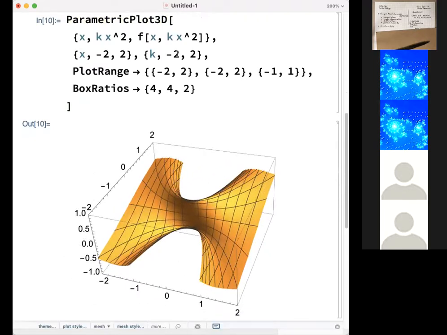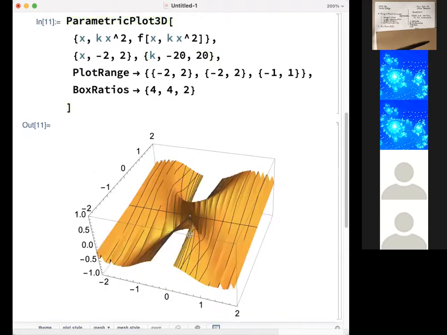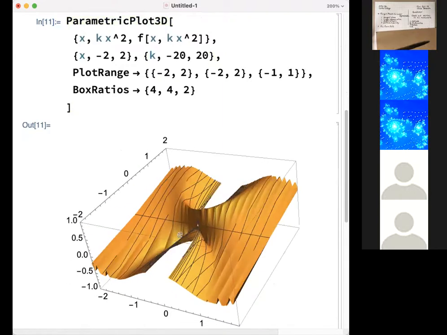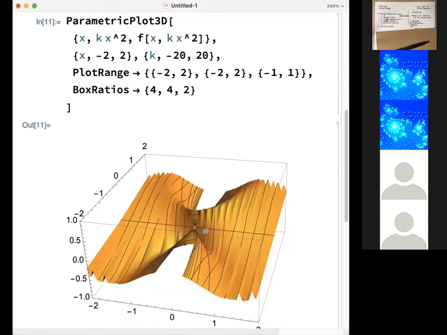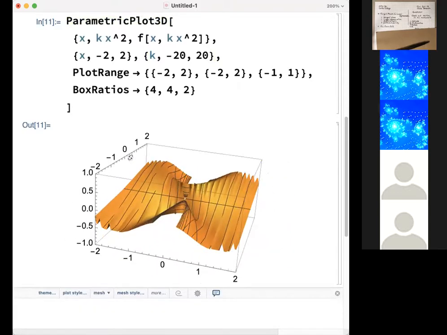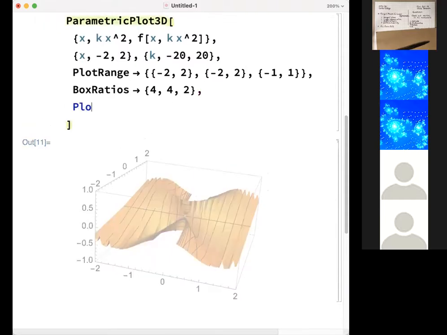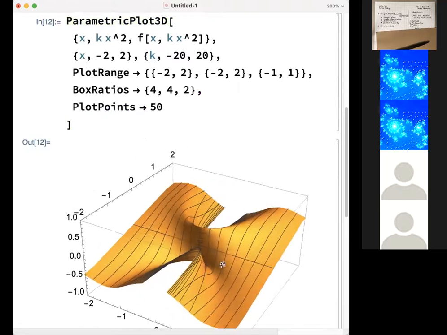Okay, so let's pump up the parabolas to superpower. Let's say not k equals minus 2 to 2, but k equals minus 20 to 20. Ooh, now I did fill in a lot more of the surface, but the amount of things I was asking Mathematica to compute, it didn't have enough data points, so it got the jitters right here. Okay, this is where plot points could come in. I could give Mathematica more points to plot with. Let's try 50. That is remarkably smoother.